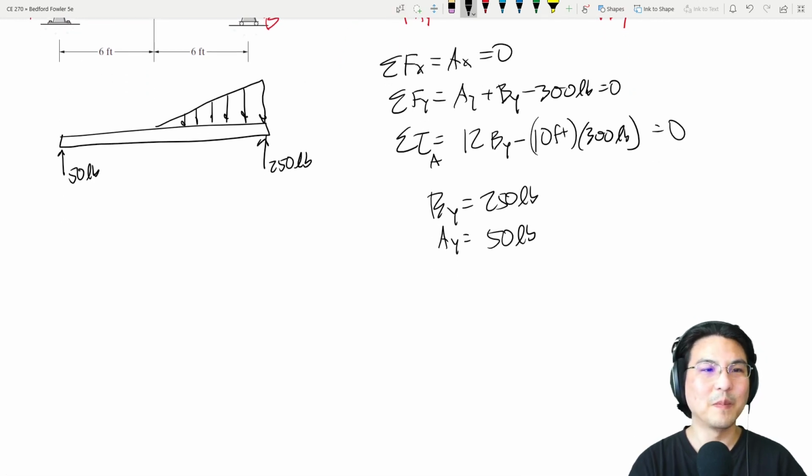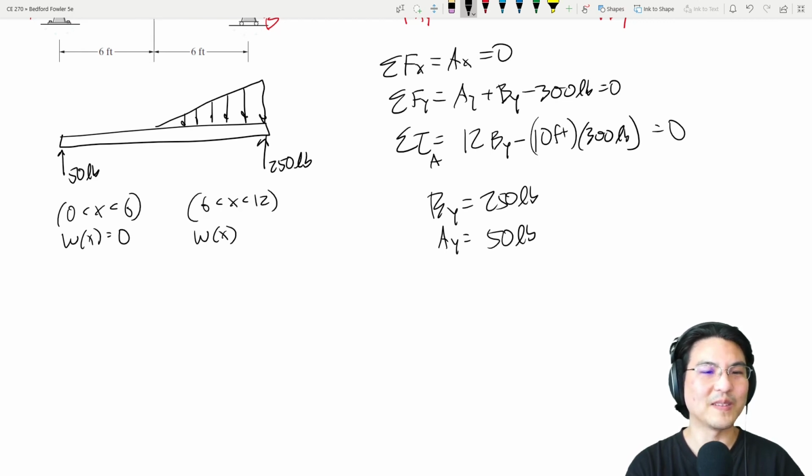So from here to here, the loading curve is 0, right? Let me just jot this down: between 0 and 6, the loading curve is 0. Between 6 and 12, the loading curve is something, right?